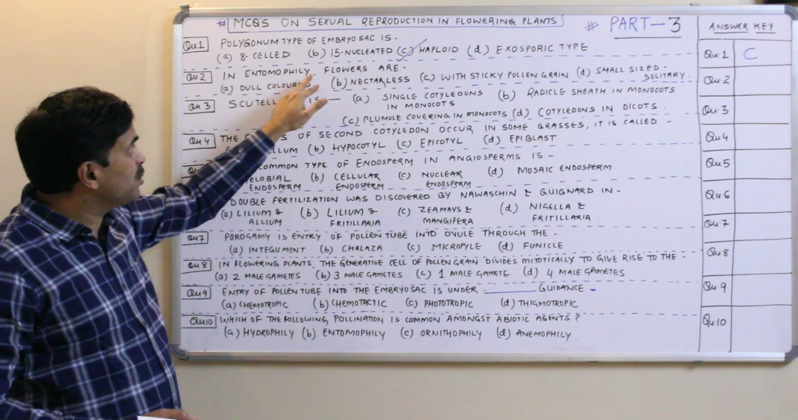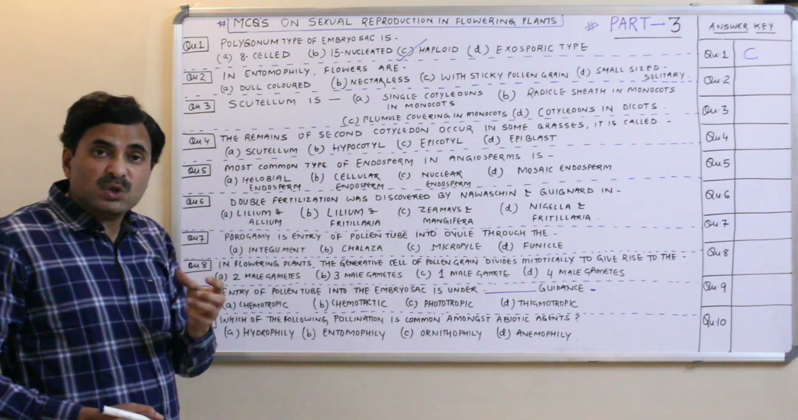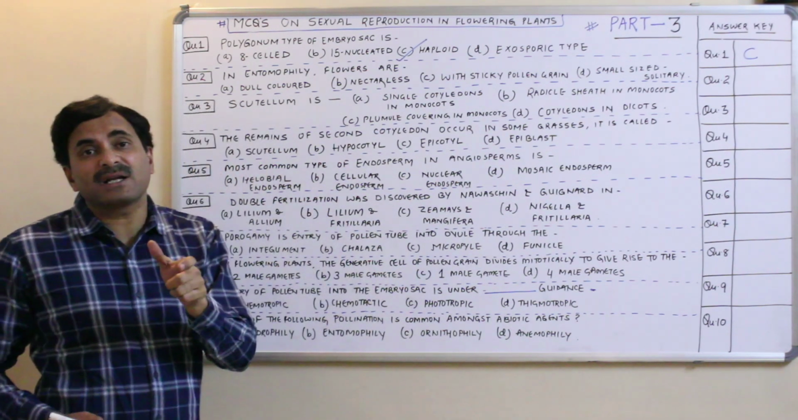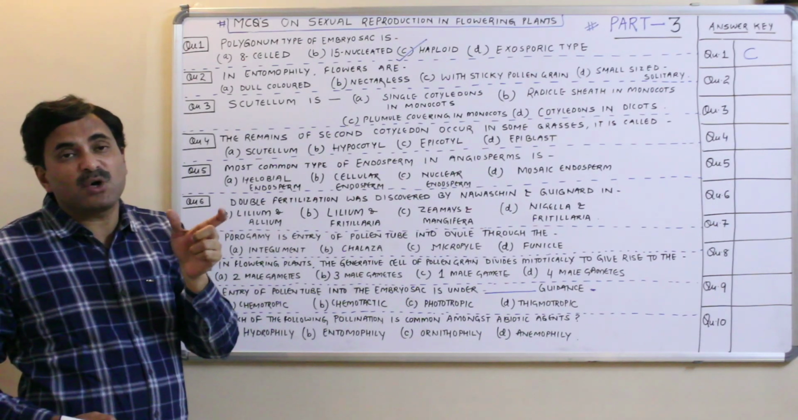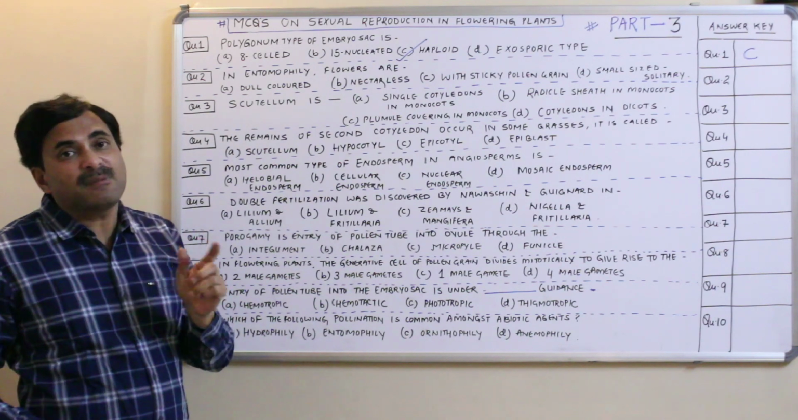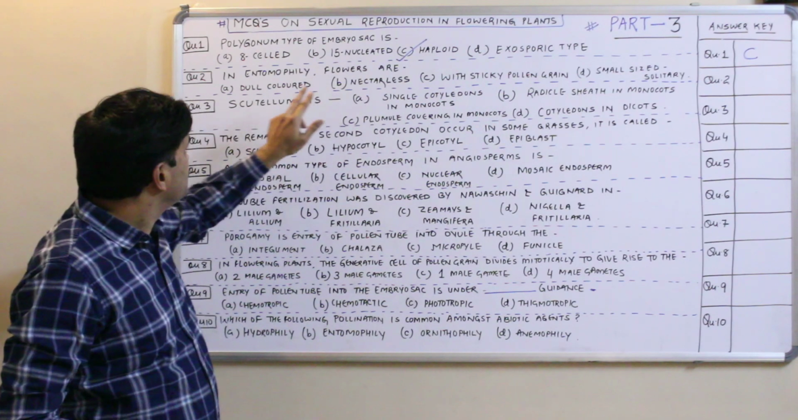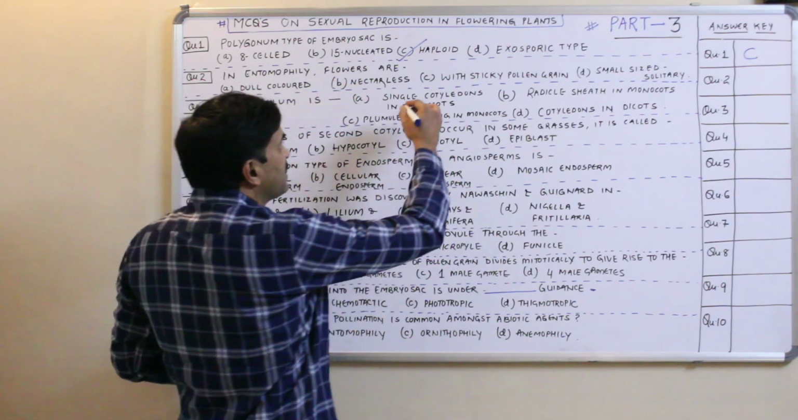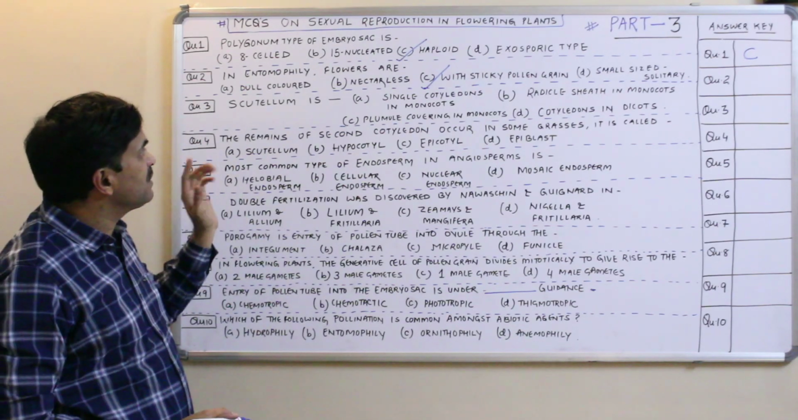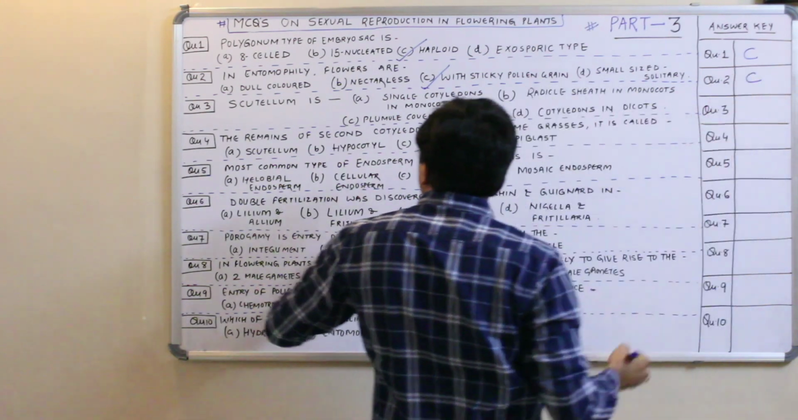In entomophily, the flowers are with sticky pollen grains? Yes. So that when the insect comes to suck the nectar on the flower, at that time the pollen grains, because of the sticky nature, will be stuck to the body of the insect and help in the purpose of pollination. And small size solitary, so no. In entomophily, the flowers are with sticky pollen grains. This is the appropriate option for this question. So question number 2 is having the answer C.